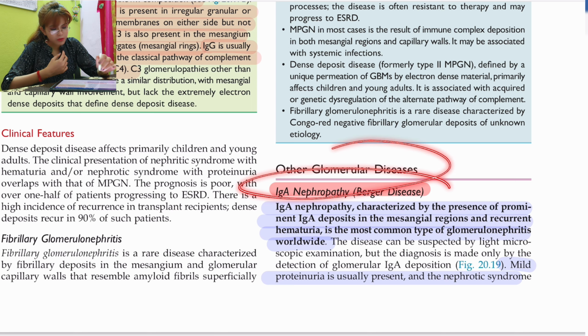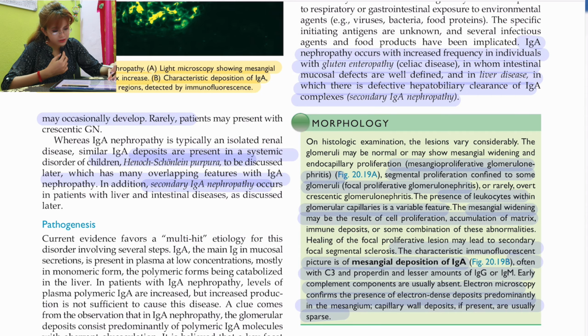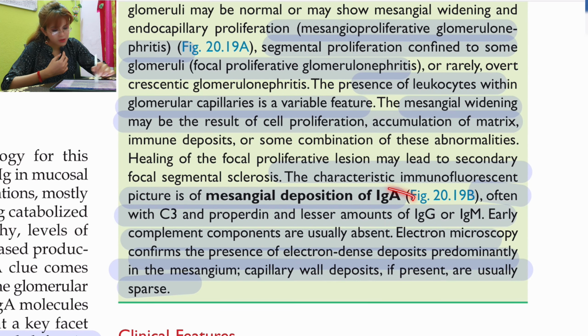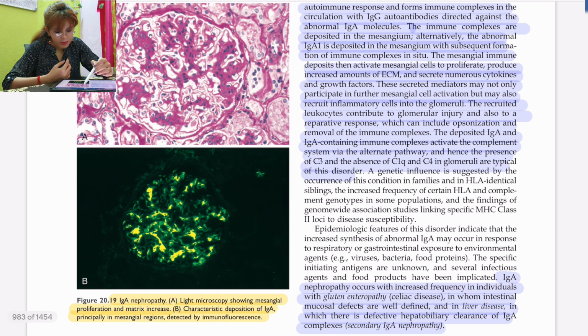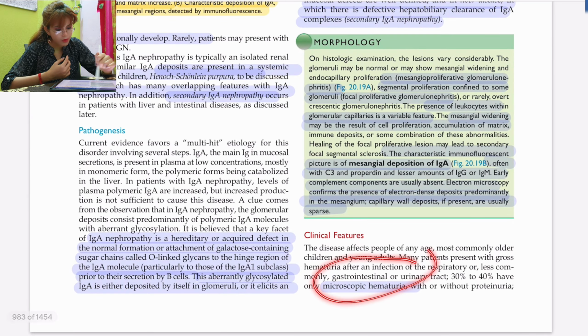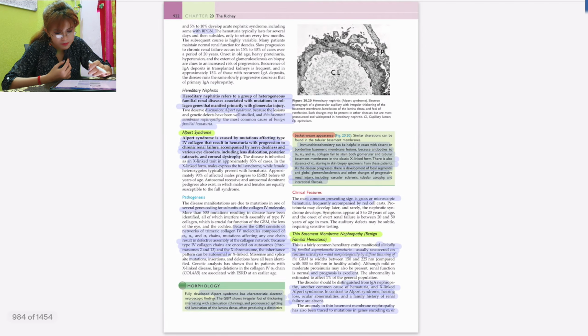Now coming to IgA nephropathy or Berger's disease, there is prominent IgA deposition, and the characteristic immunofluorescent picture is of mesangial deposition of the IgA. As you can see here, there is mesangial proliferation and matrix increase, with characteristic deposition of IgA principally in the mesangial regions. You'll be having microscopic hematuria in this condition.